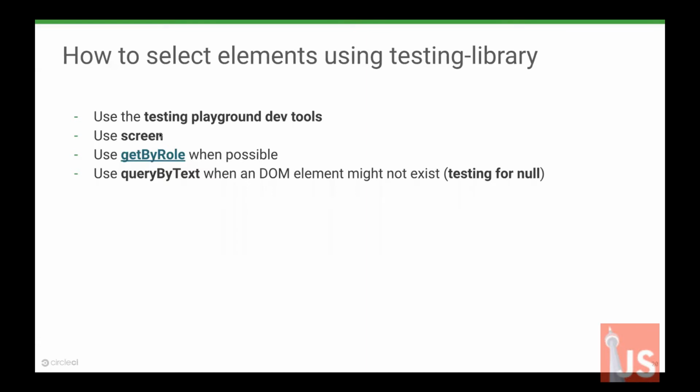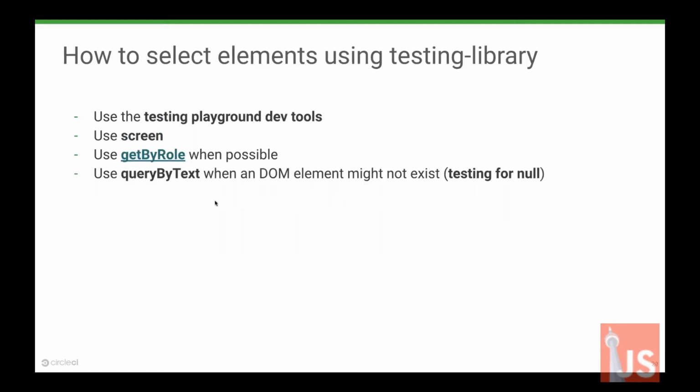Yeah, so you should try to use screen, which we'll go into in a bit, but if you're using Testing Playground dev tools, they'll just tell you to use screen. So you'll just naturally use it. Again, use getByRole when possible. I've linked out to that priority list. That's where that link goes, so you can take a look at that.